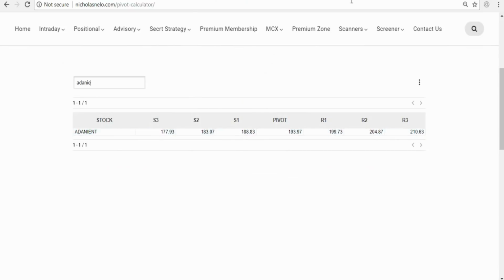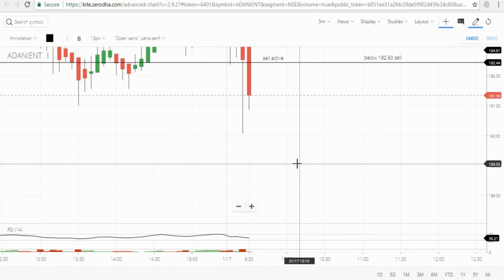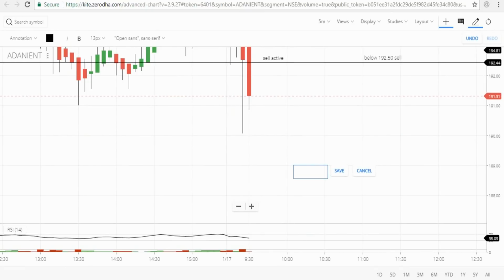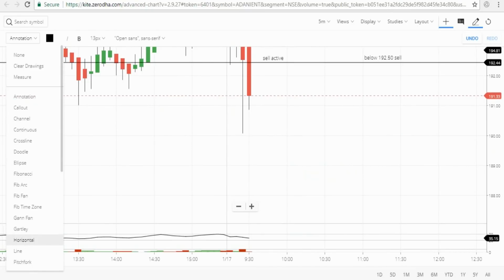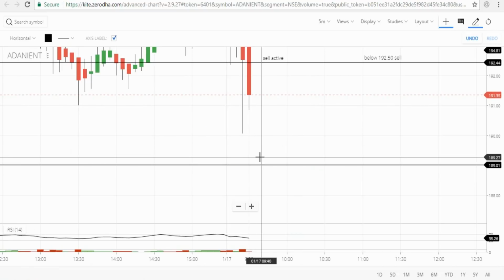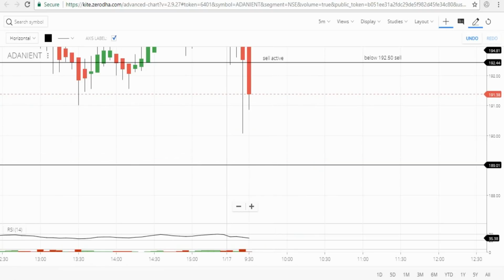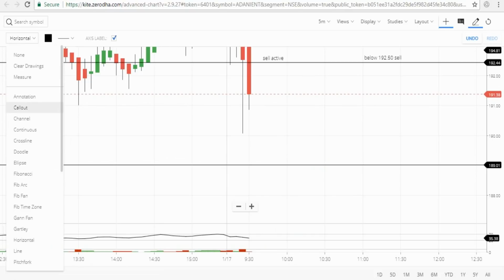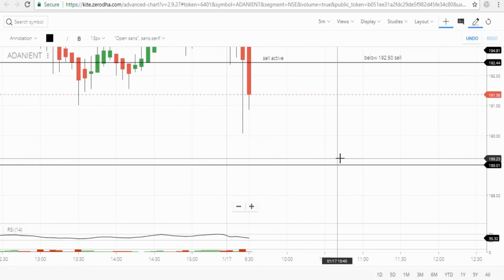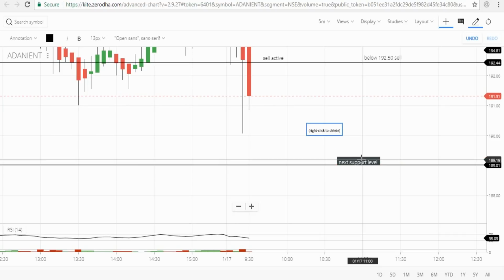So just mark that level, 189. Safe traders can place the target at this level. Always place it 20 paise above the support level, because sometimes the price just touches the support and goes up. So if you are placing an order, just place it 20 paise above the support level. Here 188.83 is the support, but we place 189. Safe traders can place their buy order at this level, or others can wait for the Heikin Ashi green candle.